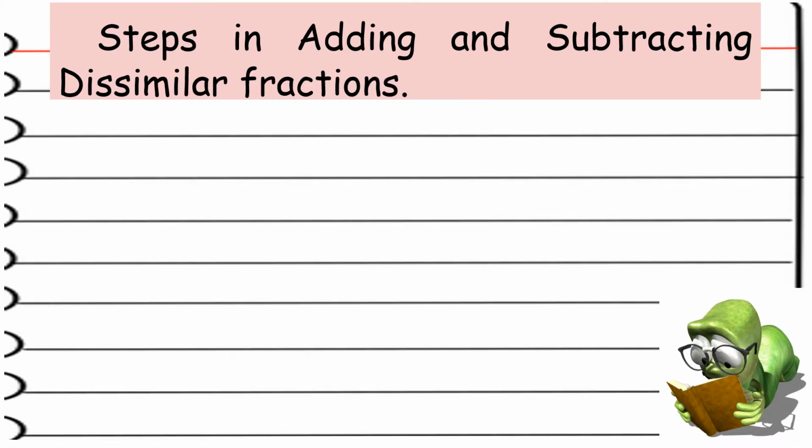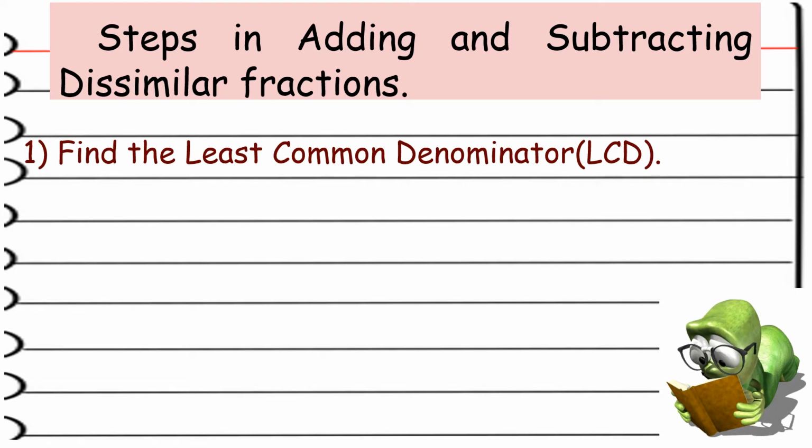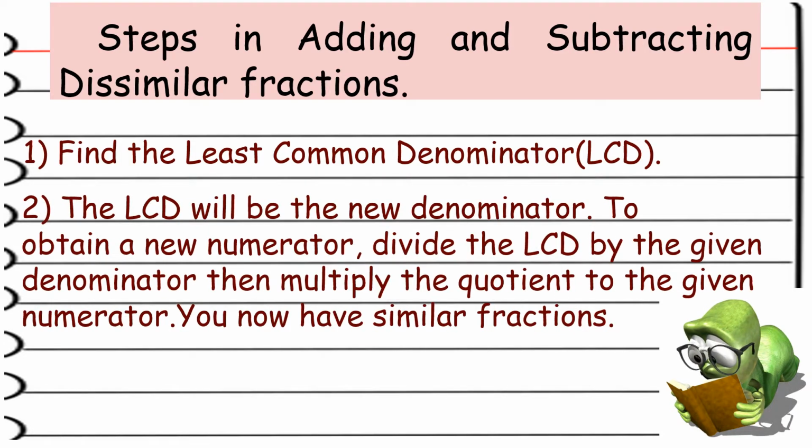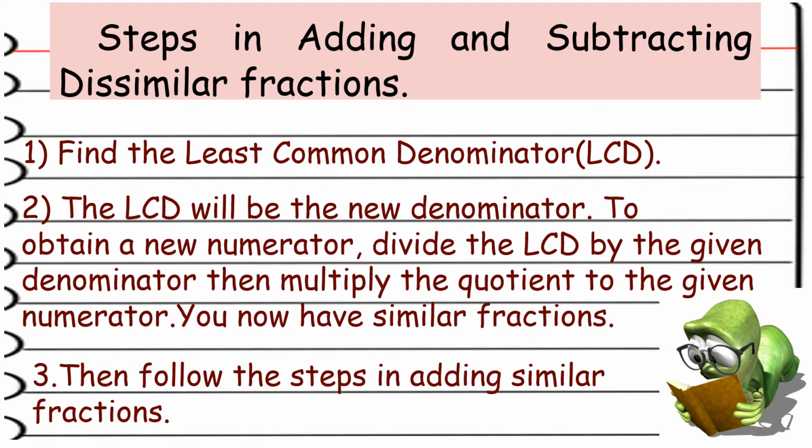Steps in adding and subtracting dissimilar fractions. The first one is to find the LCD, or the least common denominator. Second, the LCD will be the new denominator. To obtain a new numerator, divide the LCD by the given denominator, then multiply the quotient by the given numerator. You now have similar fractions. And then follow the steps in adding similar fractions.